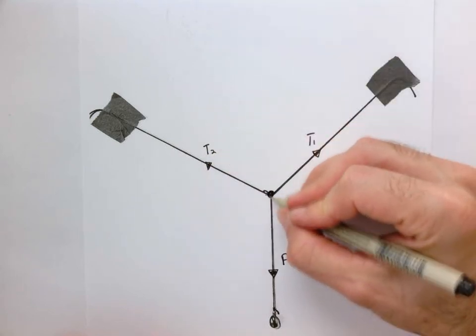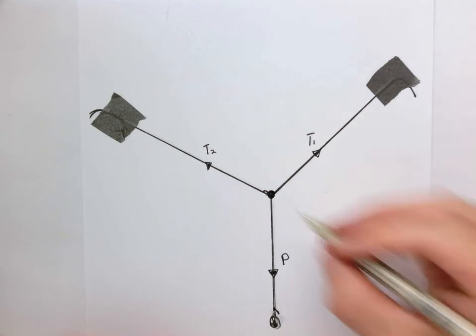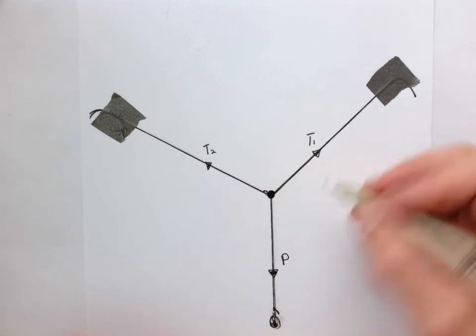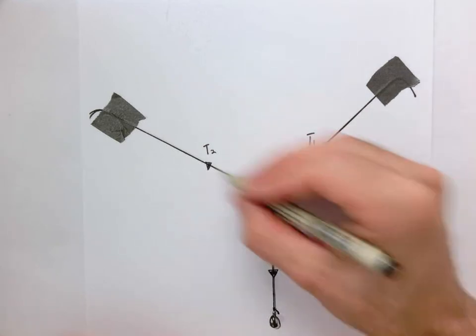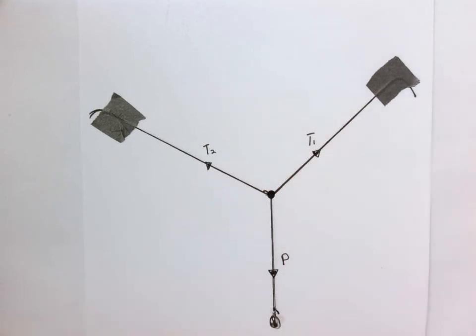And that is our free body diagram for the node right here, where these 3 strings intersect, so the knot or the washer. So we have those forces and those forces, and what we want to do is figure out what the magnitude of T1 and T2 are, given that P is known.